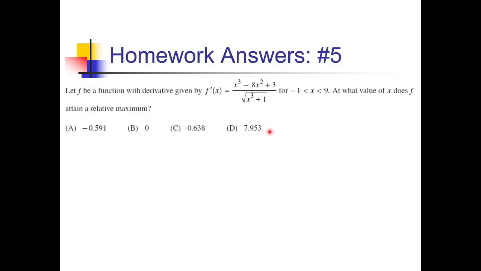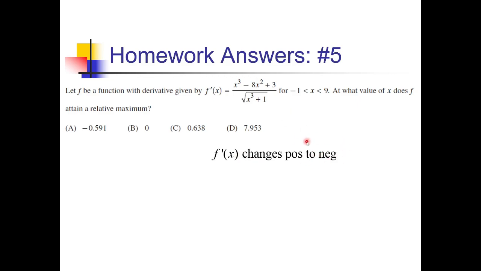For this problem, we're given f prime, the derivative of f, on the interval from -1 to 9, and we want to know on this interval at what value of x does f, the original function, get a relative maximum. So we're basically asking, where does f prime change from positive to negative? And this is a graphing calculator problem, so the fastest way to do this would just be to graph f prime on Desmos and see where we're crossing the x-axis in that direction.